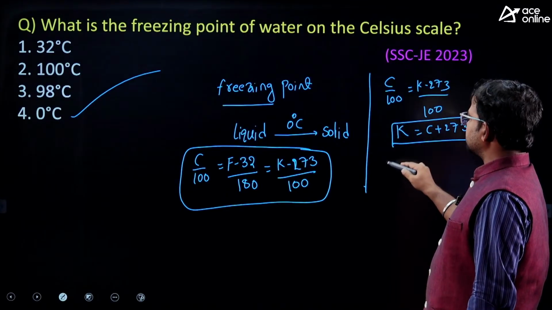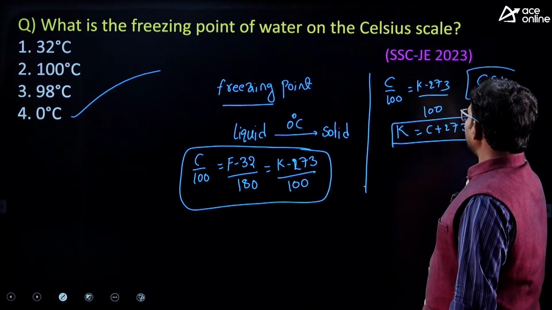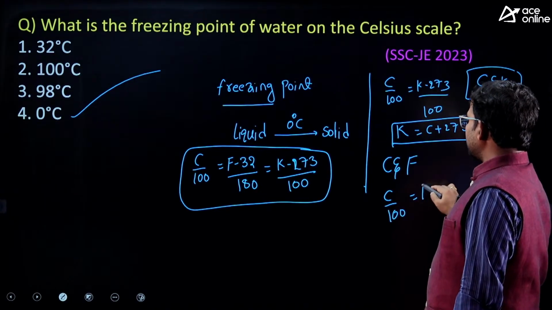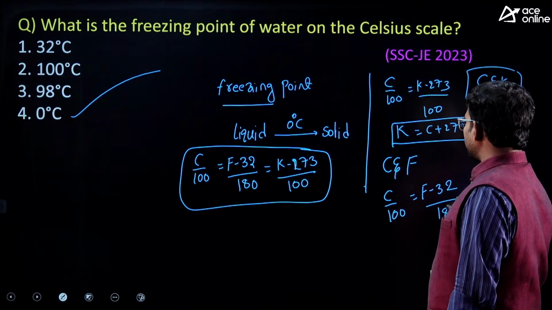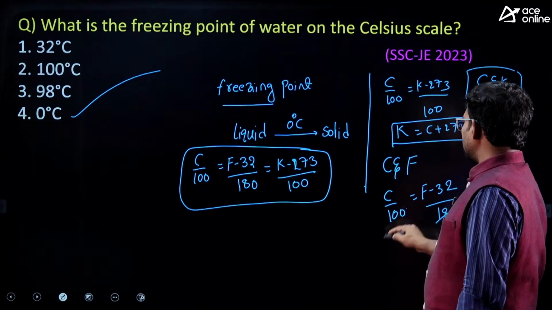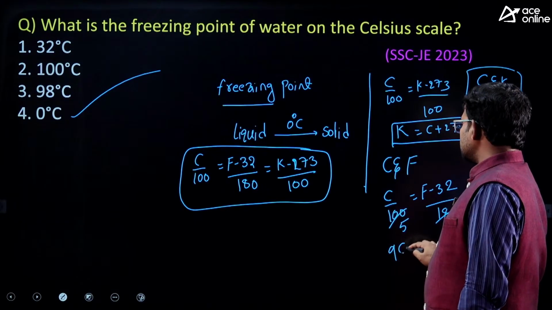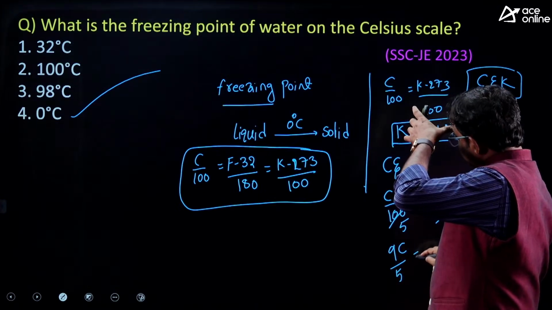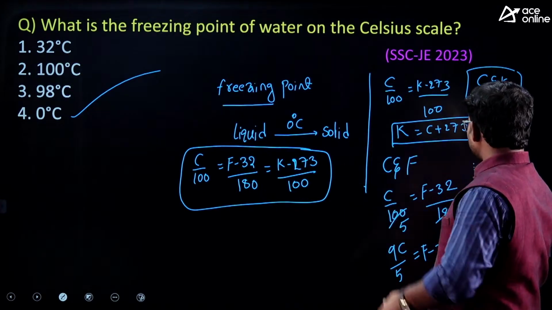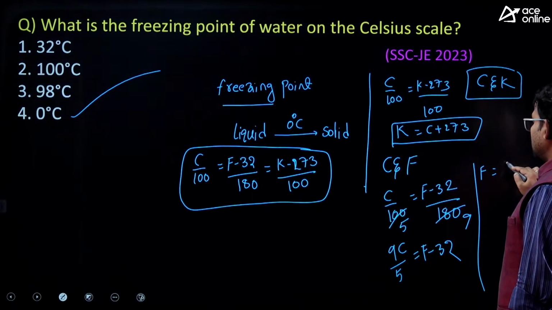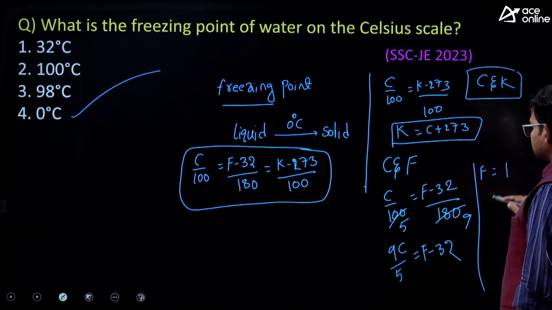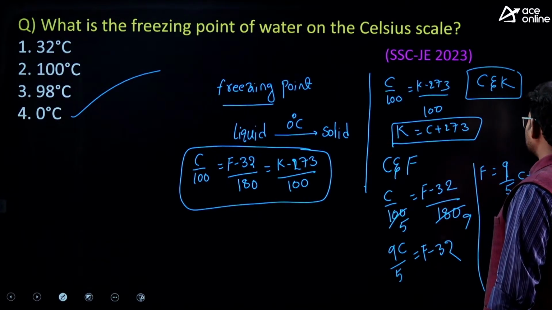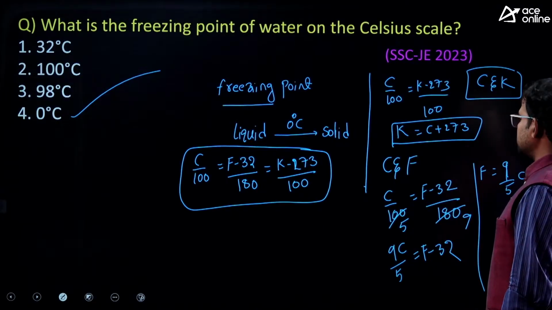Next, this is the relation between C and K. What about C and F? So here it is C by 100 is equal to F minus 32 by 180. So here it is 9 and here 5. So 9C by 5 is equal to F minus 32. Here F is equal to 9 by 5 C plus 32. So this is the relation between C and F.